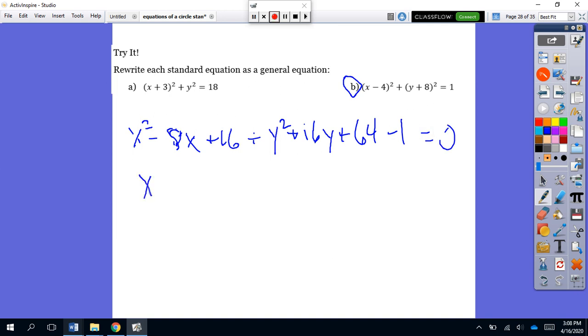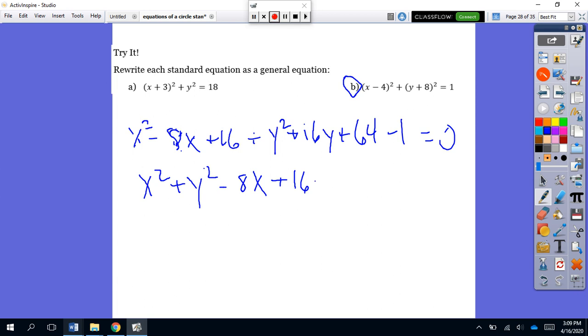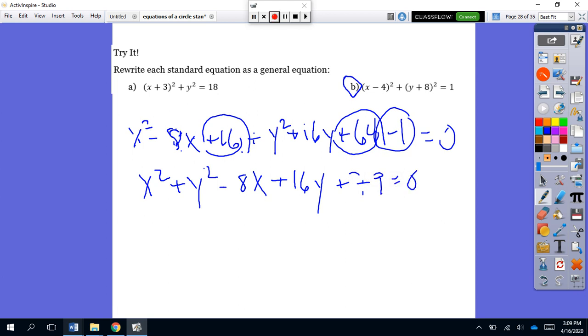I get x squared plus y squared, because I put my x and my y squareds first. And then the x term, 8x, or was that minus? It's minus 8x. So minus 8x plus 16y. Now I have plus 16 plus 64 minus 1. 64 plus 16 is 80, minus 1 is 79. Okay, so that's what that would look like.